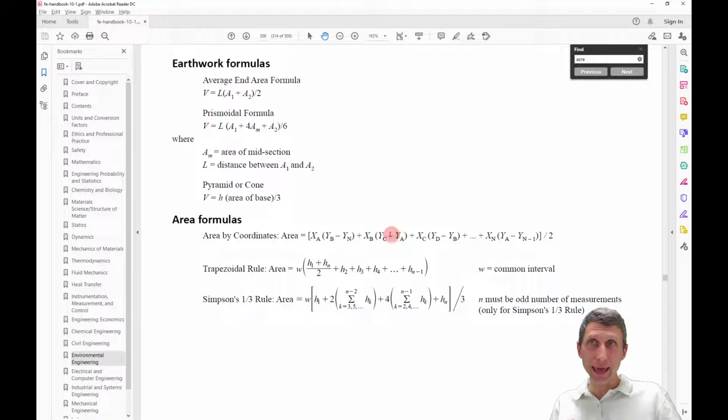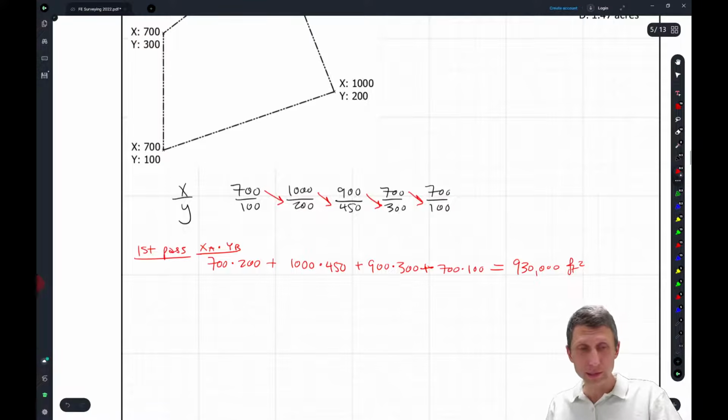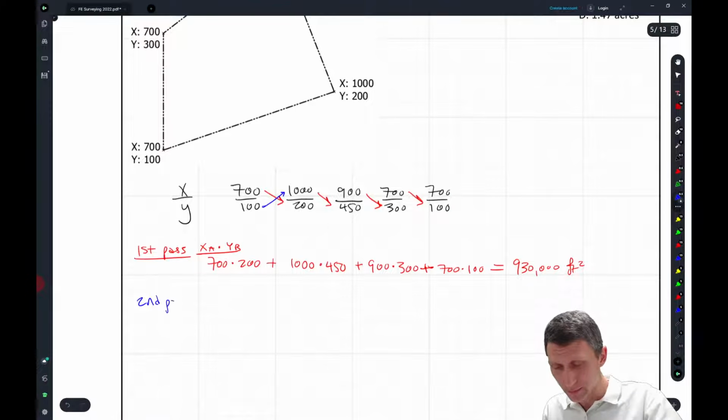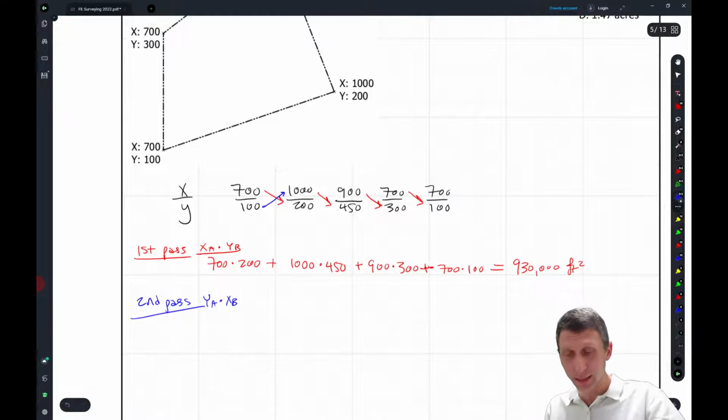Do you see that ya times yb? So what that looks like here is essentially what we're going to do. I'm just going to change colors here, but I'm going to take the ya times xb. So this is kind of like the second pass, right? I'm going to take ya times xb, okay? And then I'm just going to keep going.